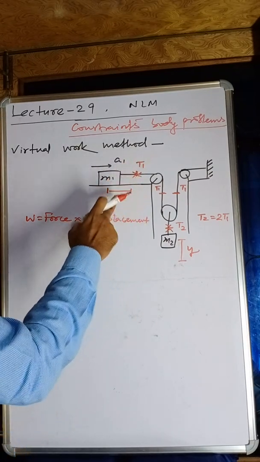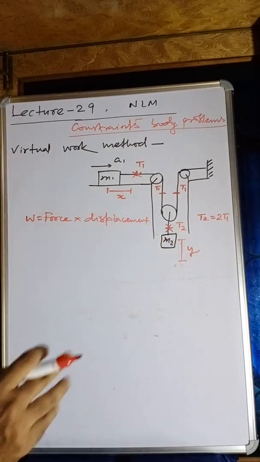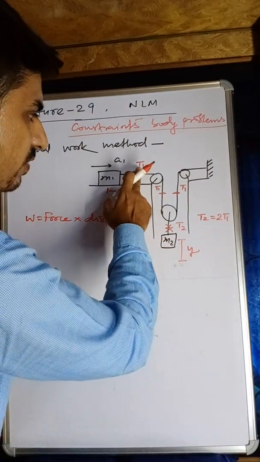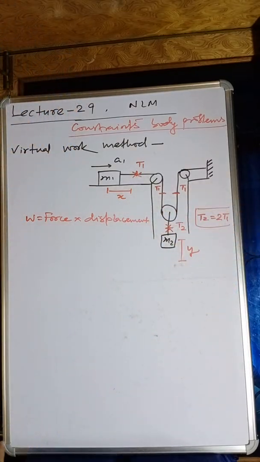Here the force is T1, displacement is X. Here the force is T2, displacement is Y. And we have obtained here the relation between T1 and T2. This one is very important to understand the virtual work method.